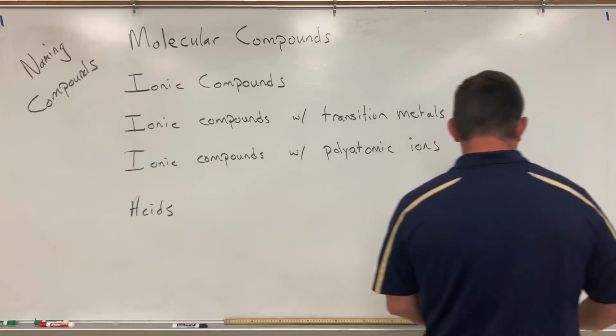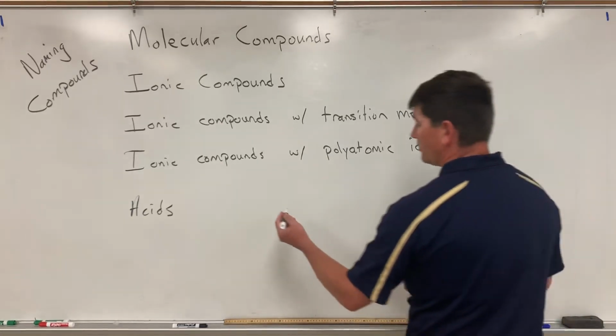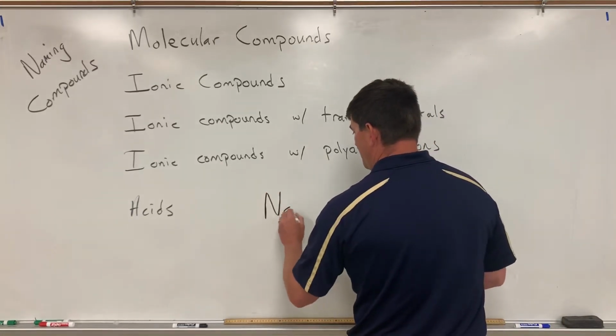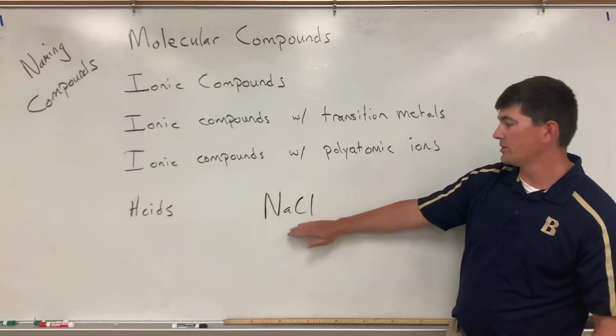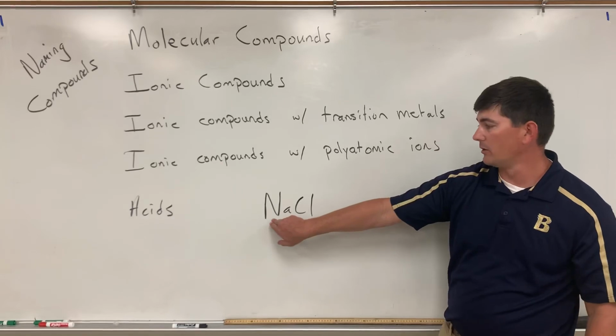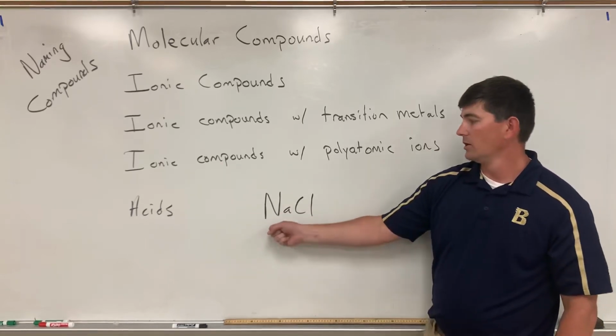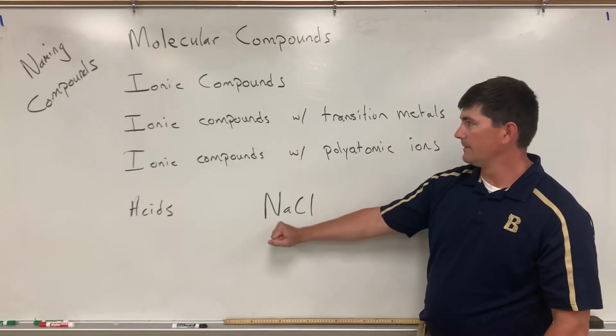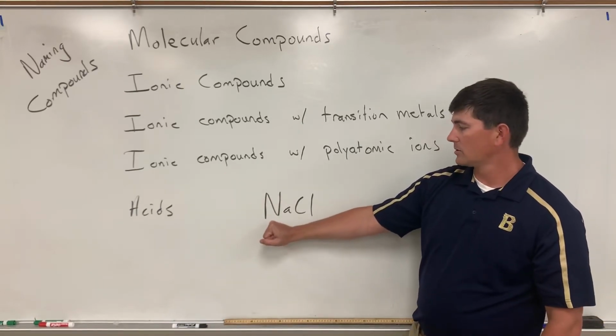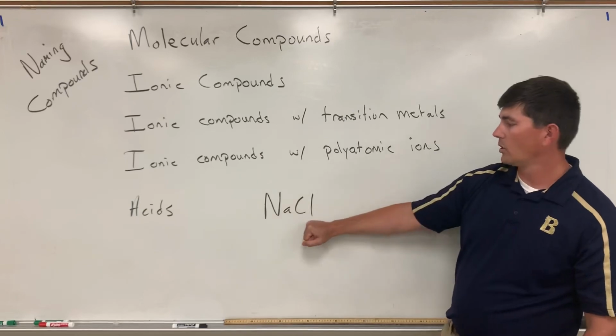An ionic compound, a simple ionic compound that you would be familiar with, would be NaCl. I know this is an ionic compound because this is a metal and this is a non-metal. So these will be bonded by transferring of electrons, making it ionic. This would be sodium chloride.